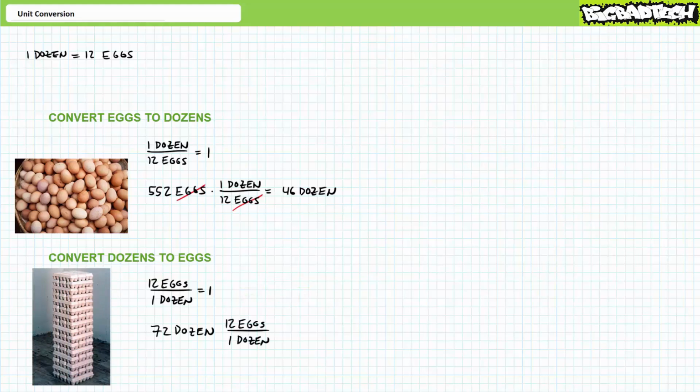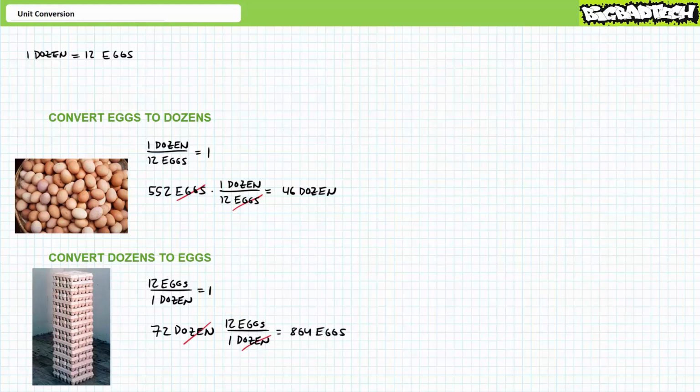Let's say we wanted to know how many individual eggs are inside 72 dozen. Multiply by 1. 72 dozen times 12 eggs over 1 dozen. Units of dozens cancel out, and we're left with 864 individual eggs.